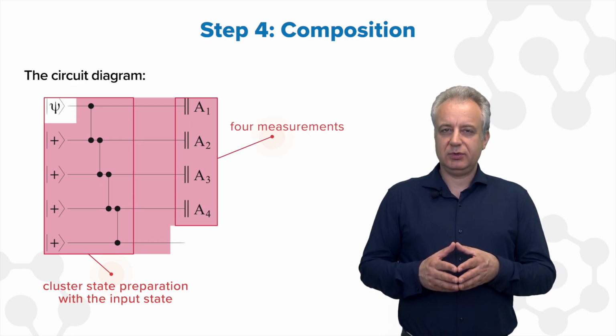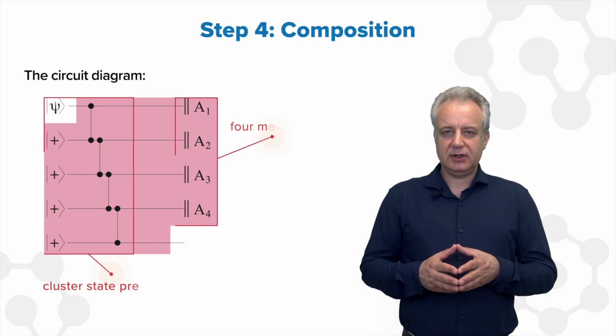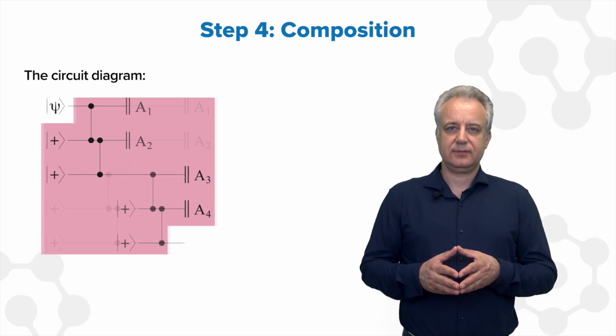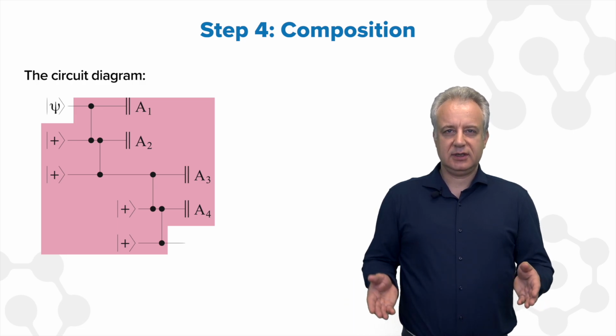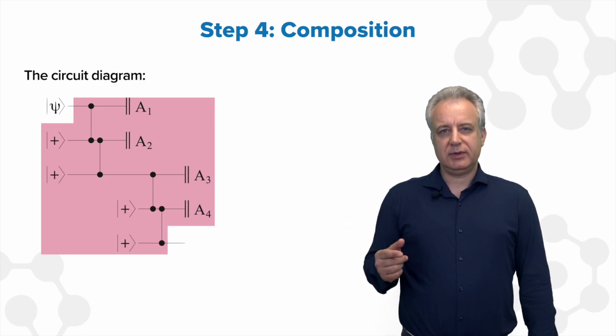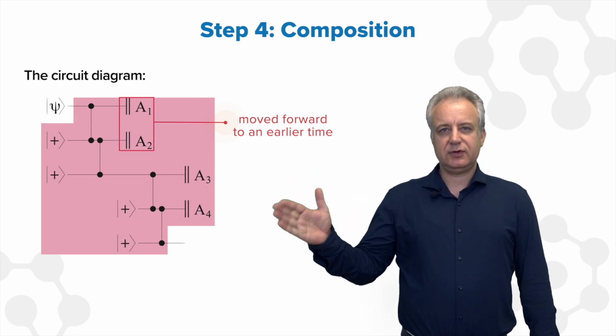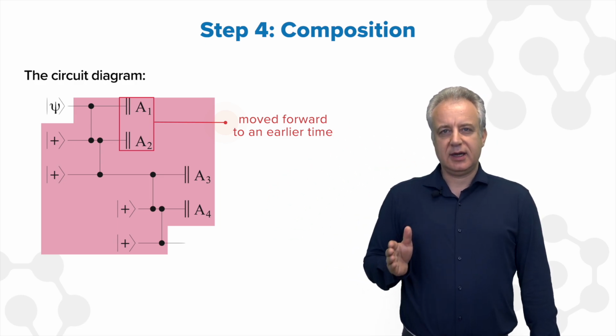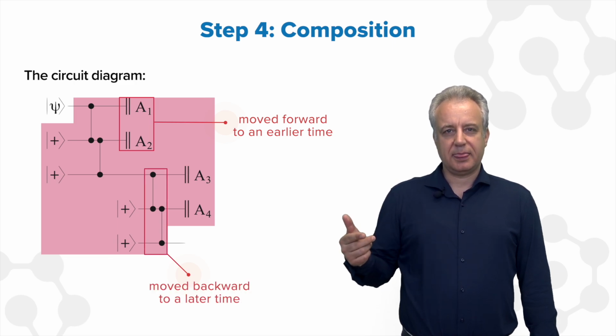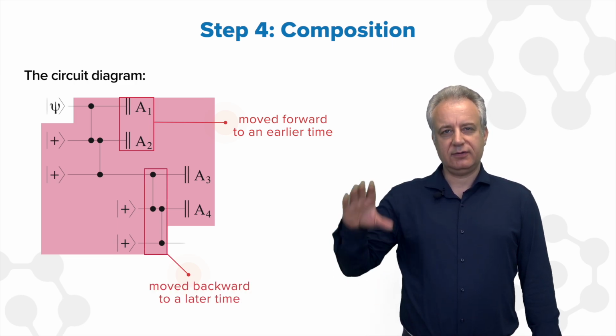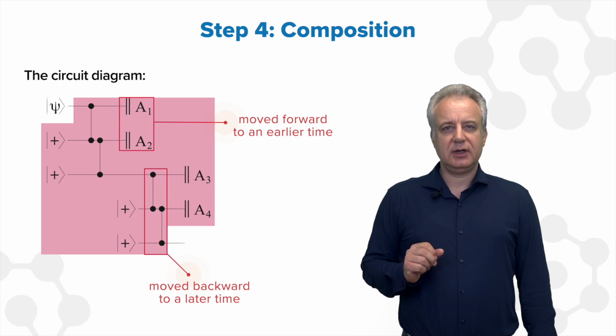So now we will reorder commuting operations. And this is what you'll see here. The measurements of the first 2 qubits have been moved to an earlier time, and the entangling gates among qubits 3, 4, and 5, the lower ones, have been moved to a later time.